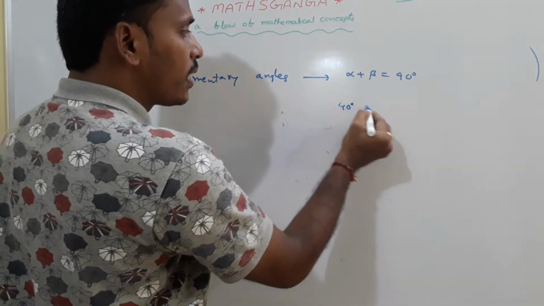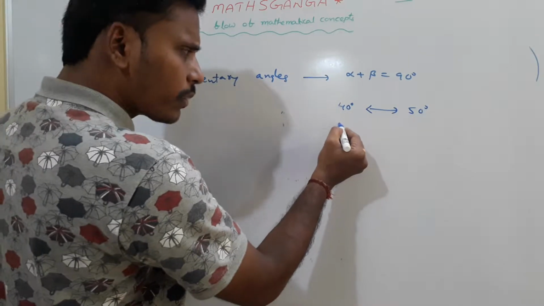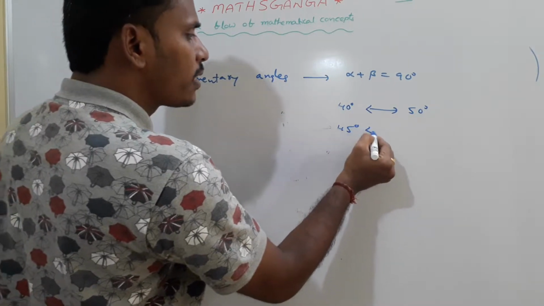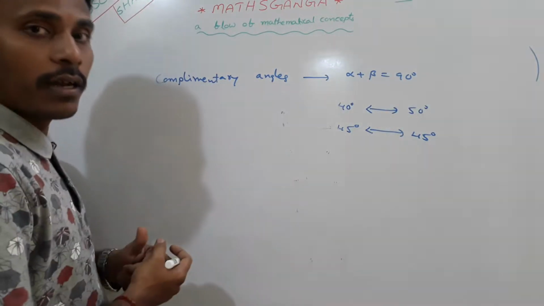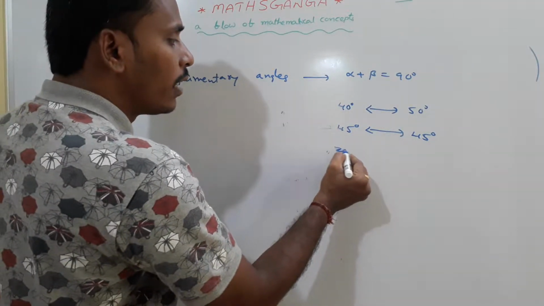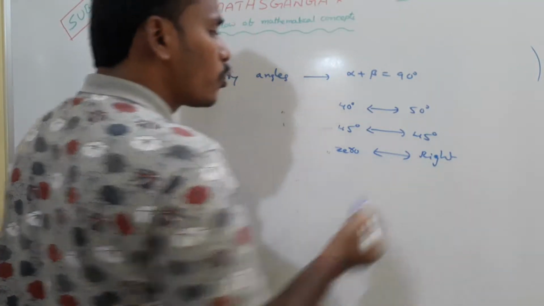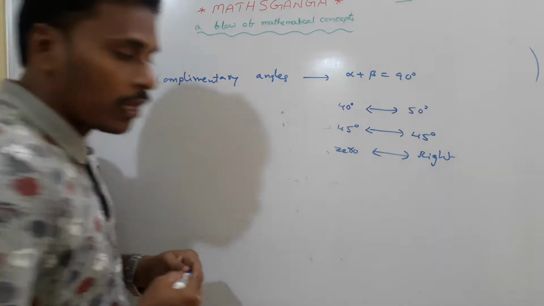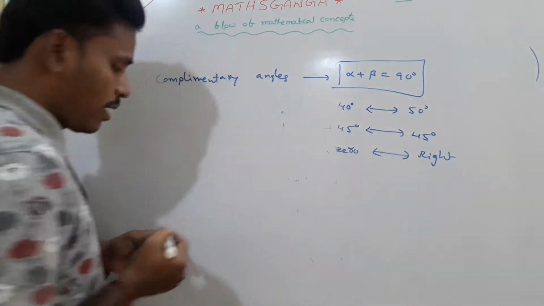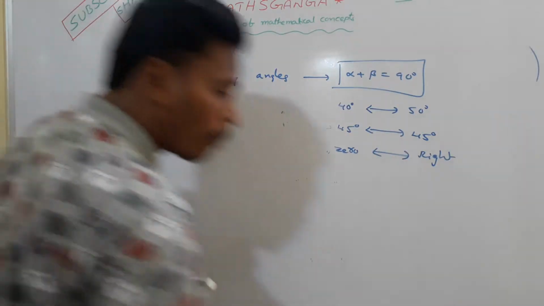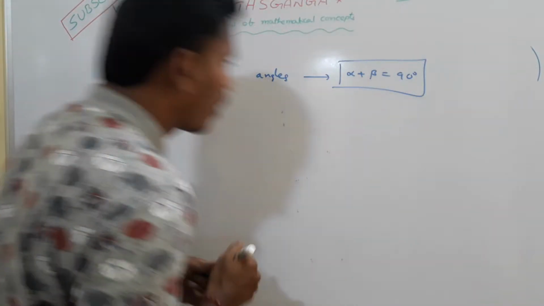For 40 degrees, its complementary angle is 50 degrees. And for something like 45 degrees, its complementary angle is again 45 degrees because the summation is 90. And for zero angle, the complementary angle is nothing but right angle because the sum of those two angles is 90 degrees. So a pair of angles are said to be complementary if alpha plus beta is 90 degrees. And after complementary angles, we need to learn about the supplementary angles.